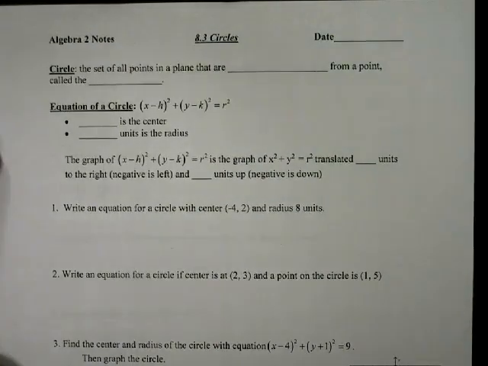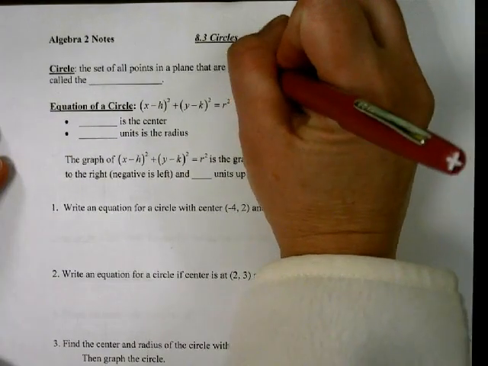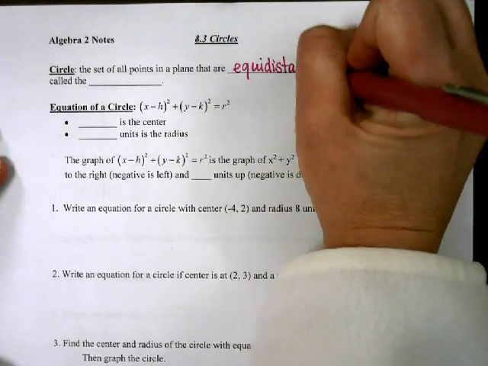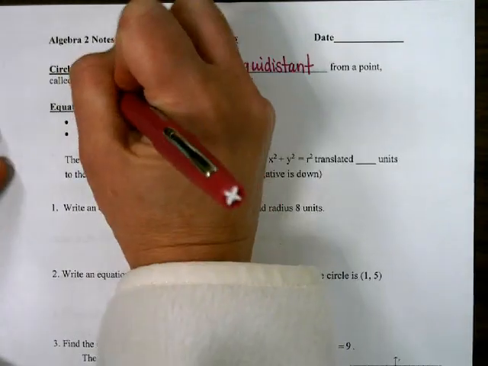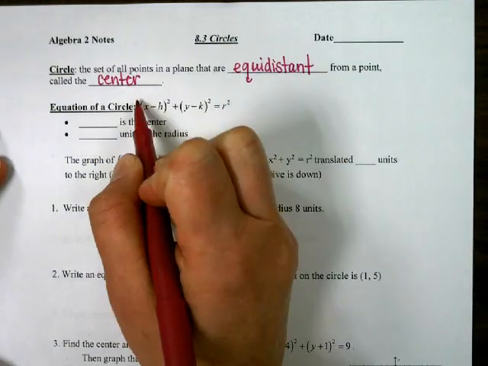Okay, circles. A circle is the set of all points in the plane that are equidistant, so the same distance from a point called the center. All right, so here's our equation of a circle.